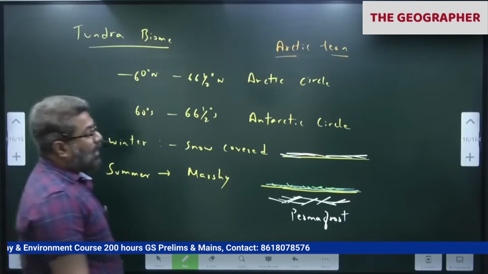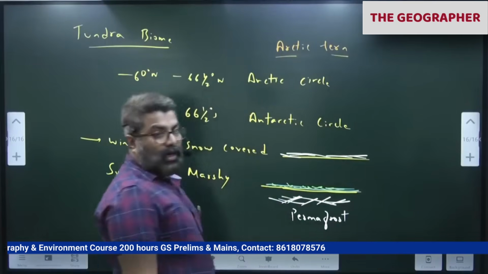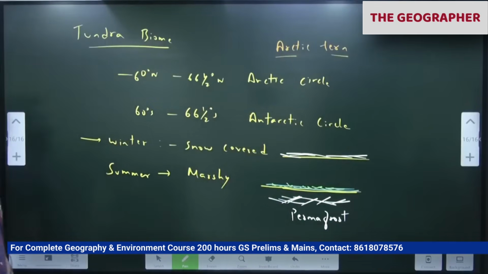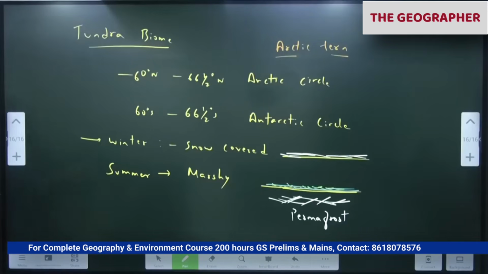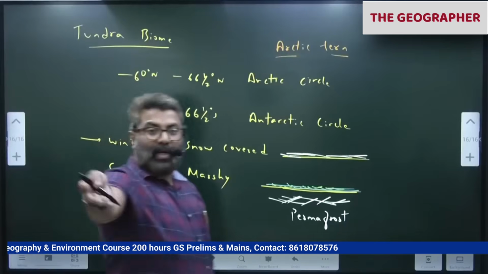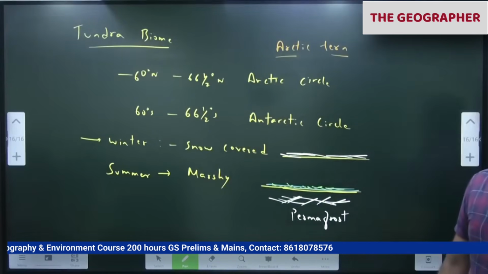Arctic tern, spelled T-E-R-N. These birds are known to fly from pole to pole. Longest migratory. Why do they do that? To find a suitable, warmer habitat, conducive to their growth.